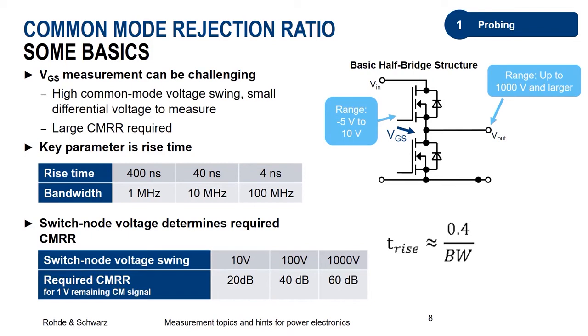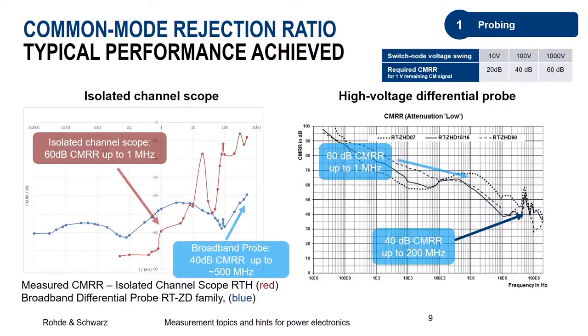Now we can take those two pieces of information and look into the data sheet. When you look at typical high voltage differential probes, you find that common mode rejection ratio of course depends on bandwidth. Typically you see that up to a bandwidth of 1 megahertz, a common mode rejection ratio in the order of 60 dB is achieved for quality high voltage differential probes. If you go up to frequencies of maybe 200 megahertz, then it drops down to 40 dB.